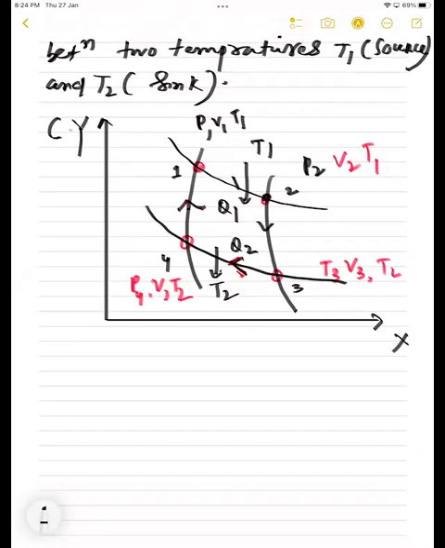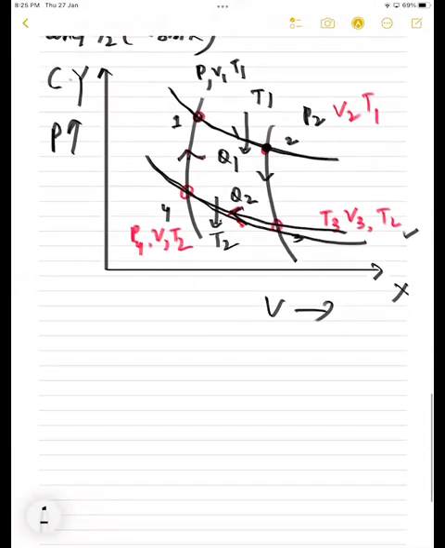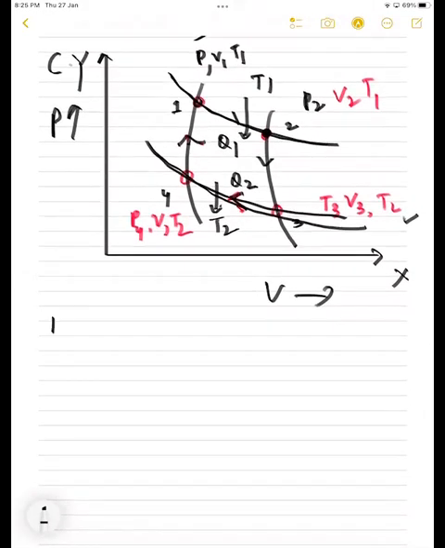This is what we are seeing in the pressure and volume graph. This is pressure and this is volume, right? This line is temperature T1, this line is temperature T2, right? Different points have been taken: 1, 2, 3, 4, right? So students, you see here, 1 to 2 is isothermal expansion, right?